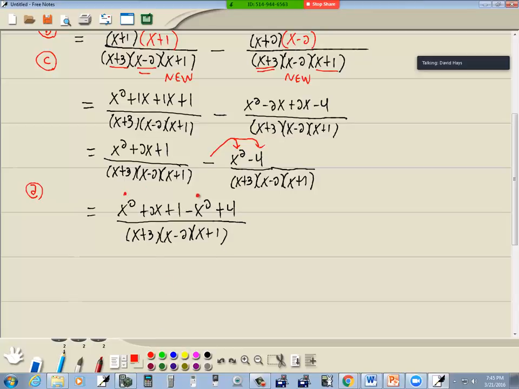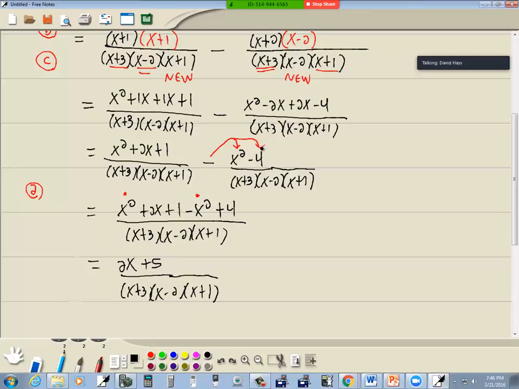Combine together like terms, x squared minus x squared drops away. And I guess there's nothing to combine together with the 2x. So I got 2x. And then I got 1 plus 4, which is 5, over our denominator. Now normally step 3 would be to simplify, but there's nothing I can cancel. Nothing factors out of the 2x plus 5, assuming no basic math error up above.